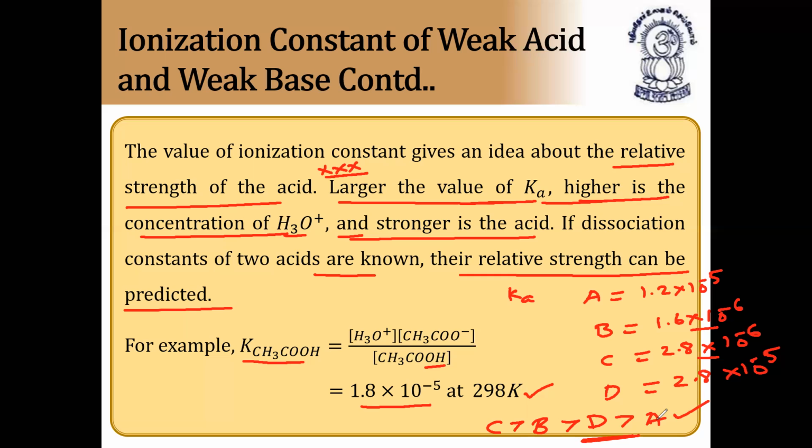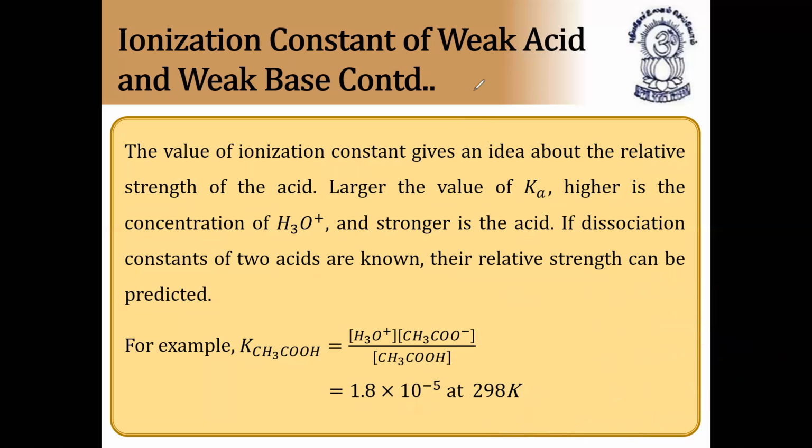Like these questions you may expect in competitive exams and entrance exams. That's why this statement is very important. Don't forget this statement: larger the value of Ka, higher is the concentration of H3O plus, and stronger is the acid. So which one is having the highest power? That is having the larger value of Ka. That is the ionization constant of the acid. What is Ka? Ionization constant of acid. Next, continuation.